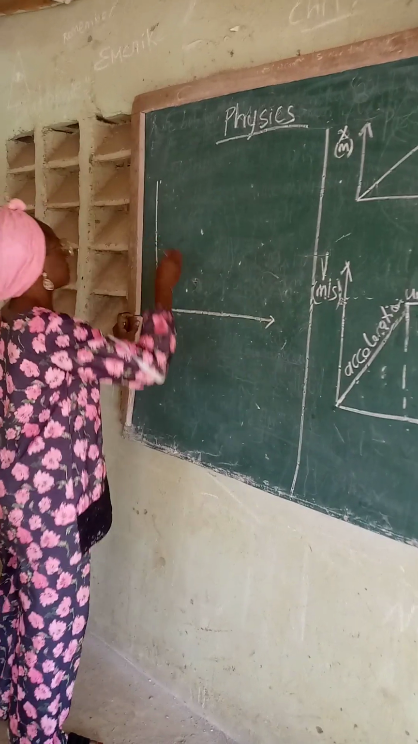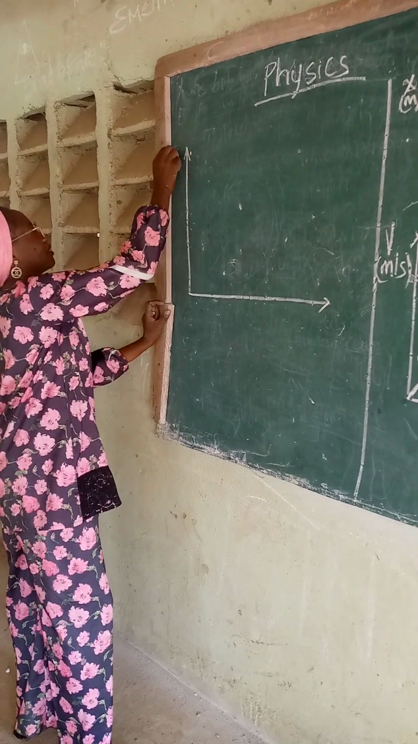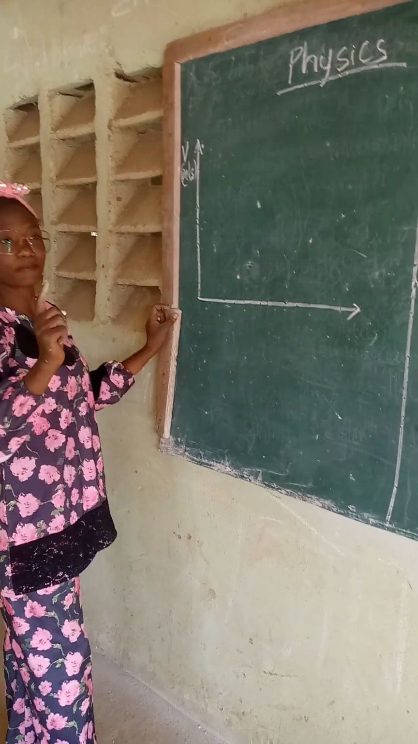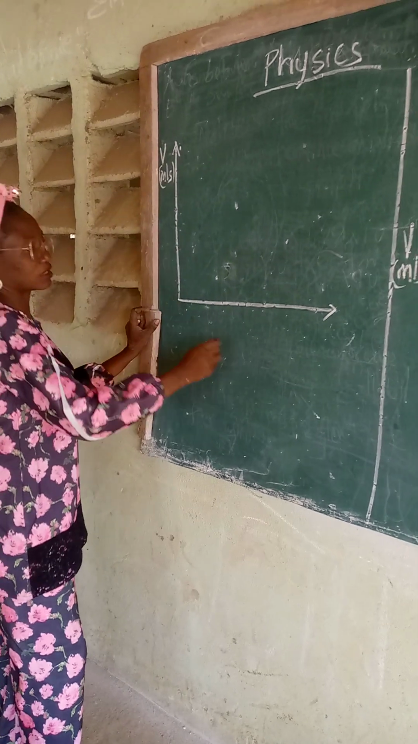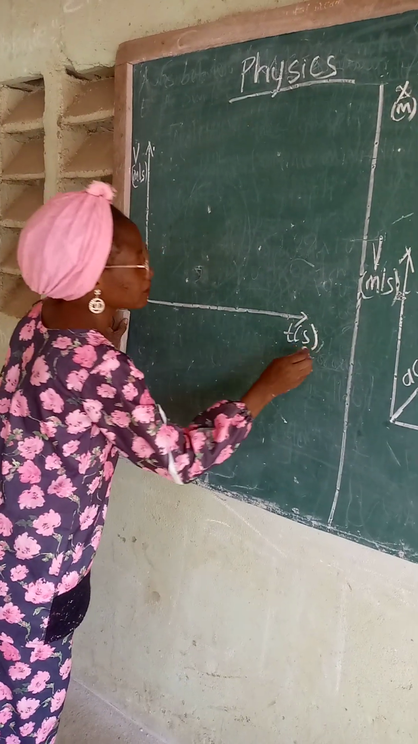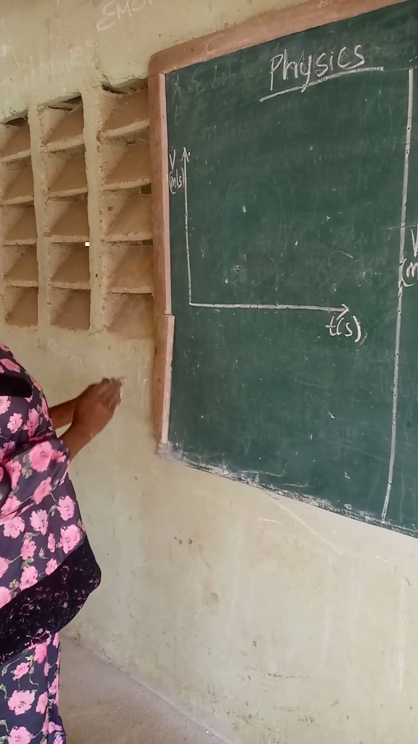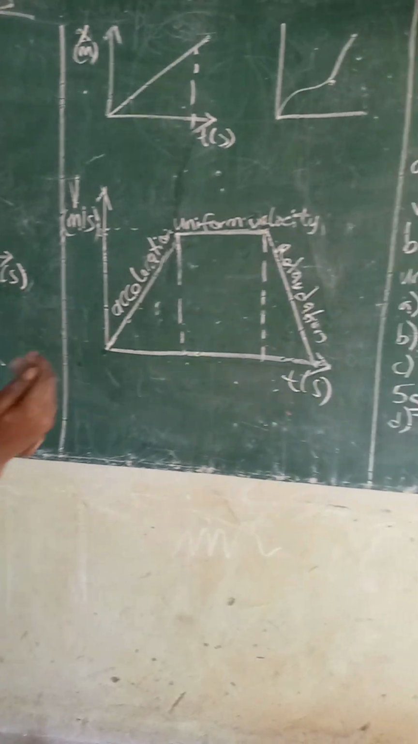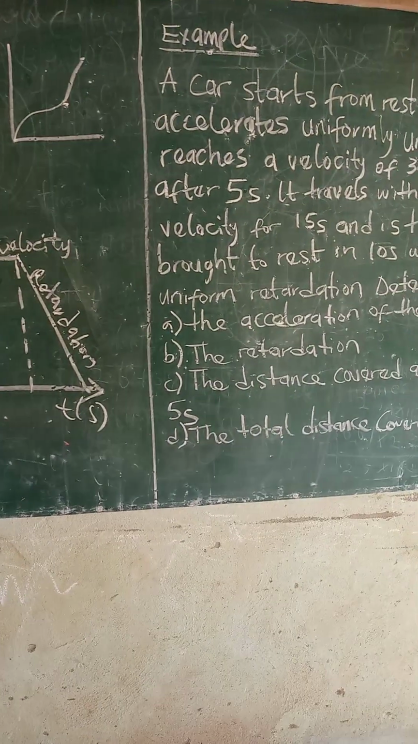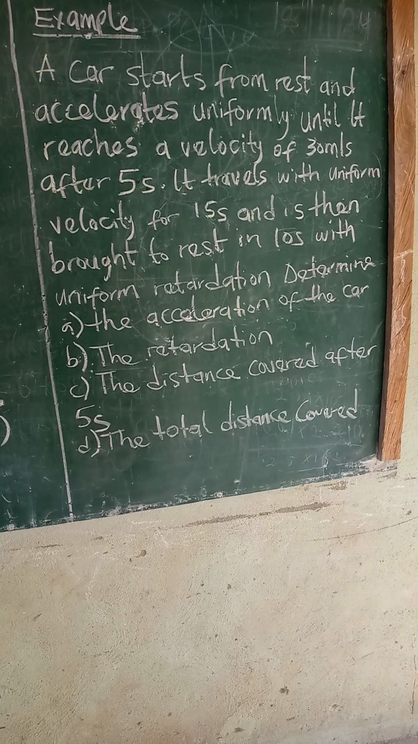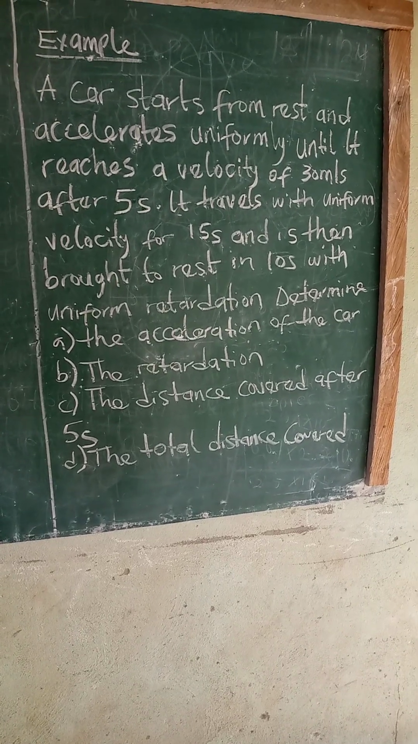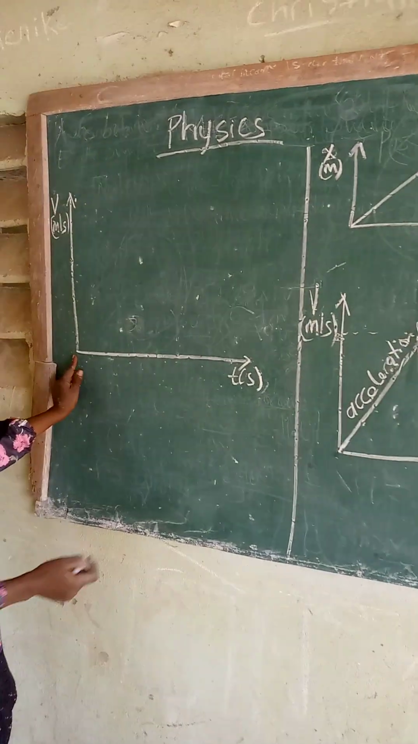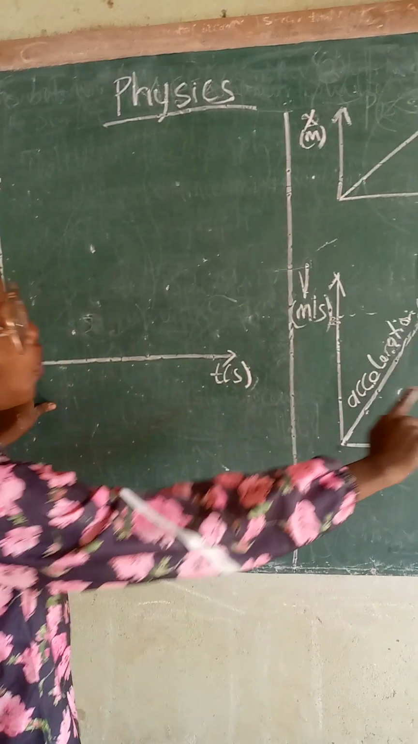So we have velocity in meter per second. Please, it is important you label and then put the units. Then you have the time in seconds. Okay, after you have done this, then you follow the question gradually. A car starts from rest and accelerates uniformly until it reaches a velocity of 30 meters per second. So usually we represent velocity on the vertical. We represent time on the horizontal.